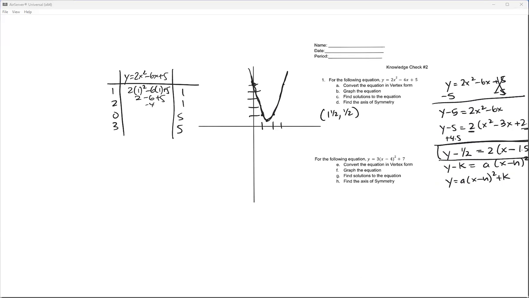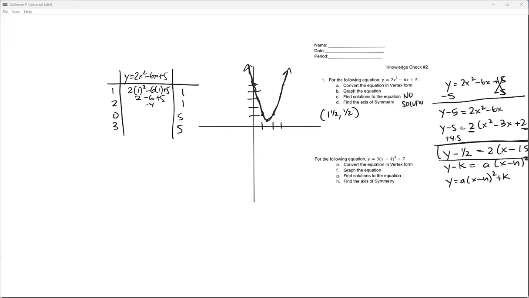Find the solutions to the equation. Are there any solutions? No. Why not? Good job. It doesn't cross the x-axis, so no solution.